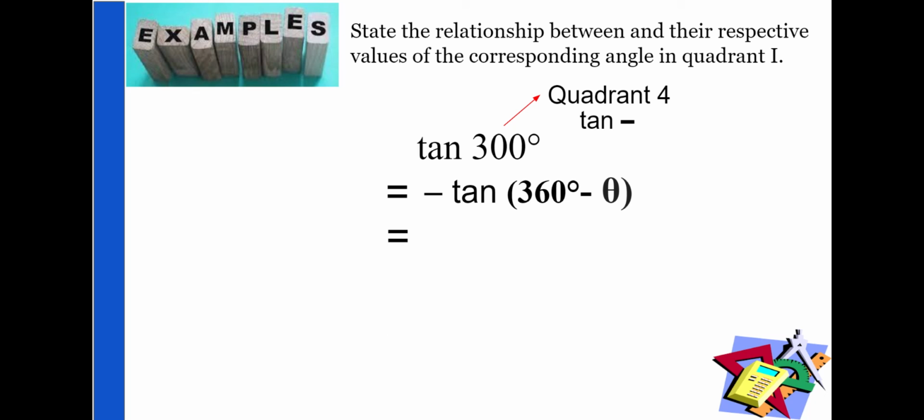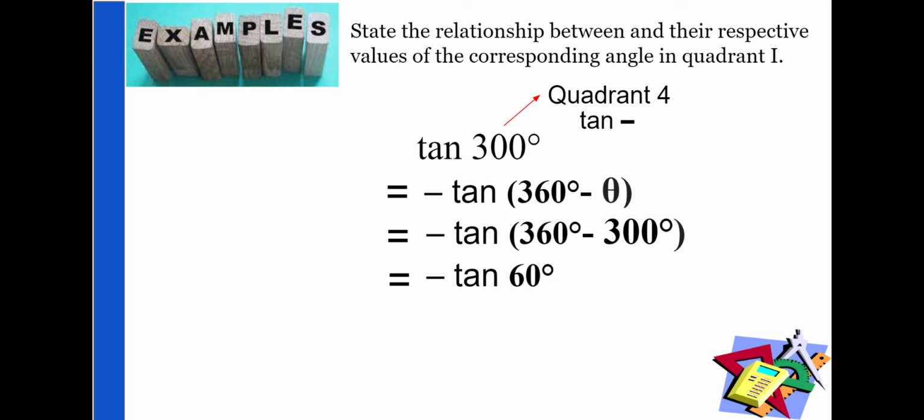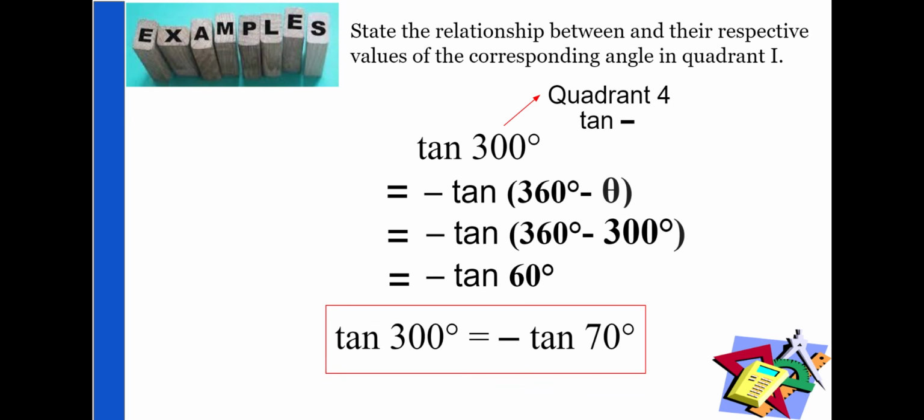Substituting the value of theta, we get negative tangent of 360 degrees minus 300 degrees. Simplifying further, we get negative tangent 60 degrees. So therefore, we have tangent 300 degrees is equal to negative tangent 70 degrees.